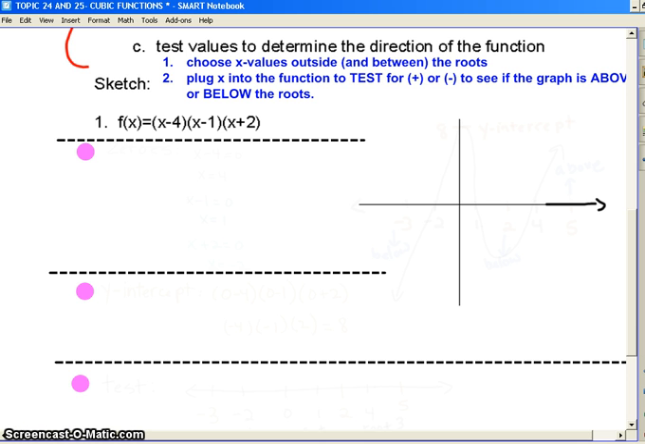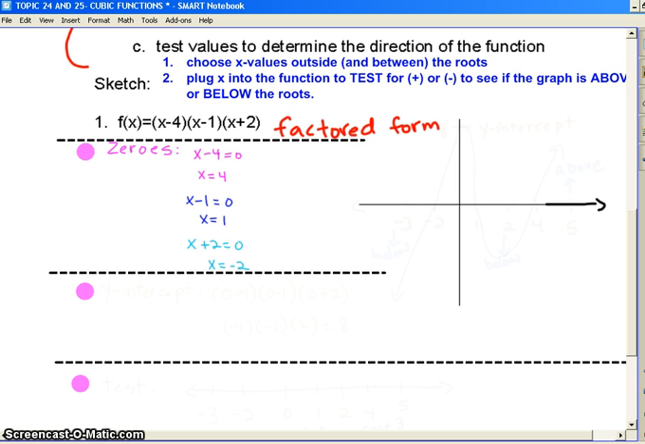Okay, on example 1, the function f of x equals x minus 4 times x minus 1 times x plus 2. This is in factored form, so that's going to make it really convenient for us to determine what the roots are. To find the roots or the zeros, set each factor equal to 0. x minus 4 equals 0, so x equals 4. x minus 1 equals 0, so x equals 1. And the third one, x plus 2 equals 0, so x equals negative 2.